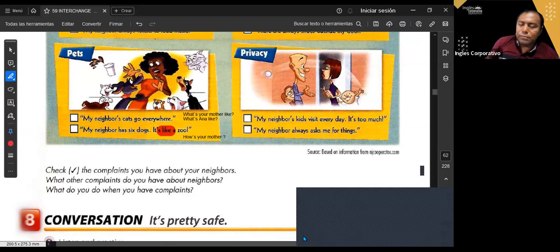Continue. Oh no, there isn't any. I live on the fifth floor. How many restaurants are there near your place? A lot. In fact, there's an excellent Korean place just around the corner.